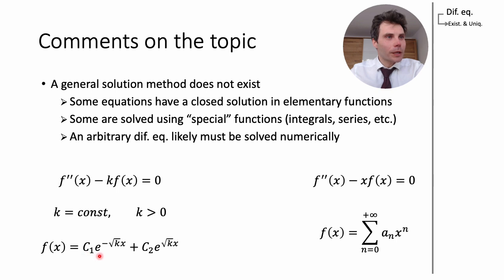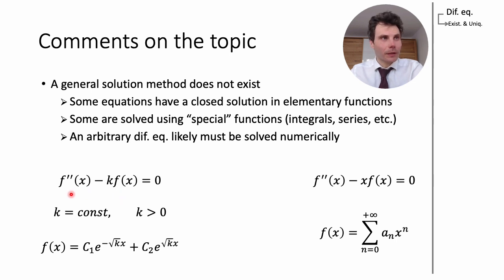This solution has the following shape. It's c1 times e to the power negative square root of k times x plus c2 times e to the power square root of k times x, where c1 and c2 are just constant numbers. Notice, please, that this equation has two derivatives. It has a second order derivative, and therefore we end up having two constants in the solution. So we need two initial conditions. For example, it may be the value of f at 0 and the value of f prime of 0, the derivative of f at the point 0.